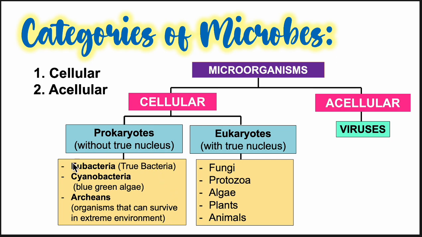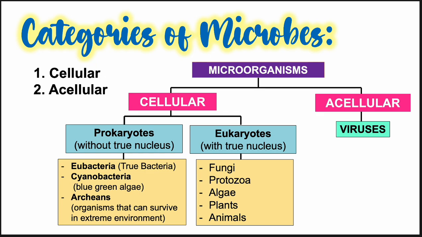So also we have here the examples. For prokaryotes, we have eubacteria, cyanobacteria such as the blue-green algae, and of course archaeans. Archaeans are microorganisms that can live in extreme environments, like for example, the thermophiles. Thermophiles are microorganisms that can tolerate very high temperatures. By the name itself, thermophiles can tolerate extreme temperatures.